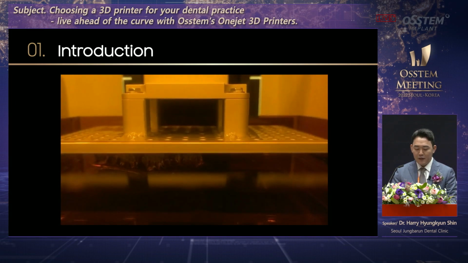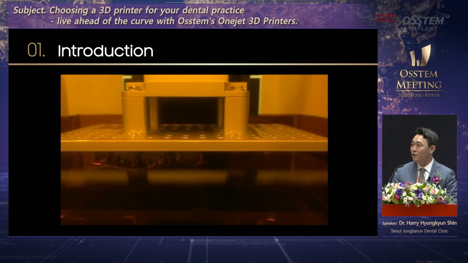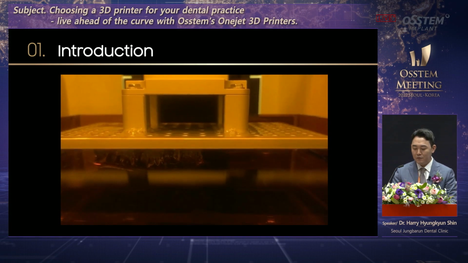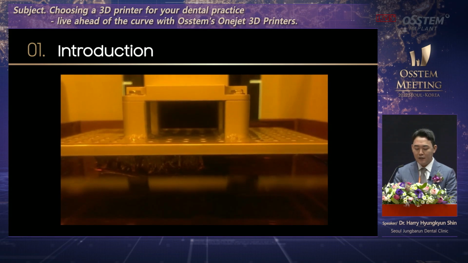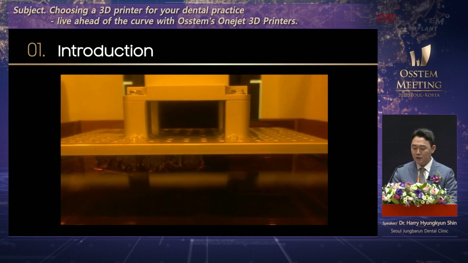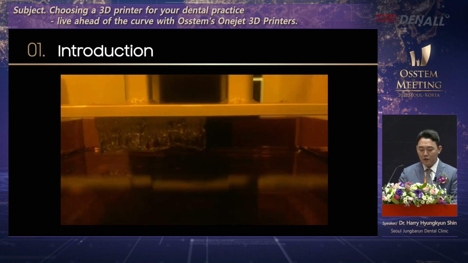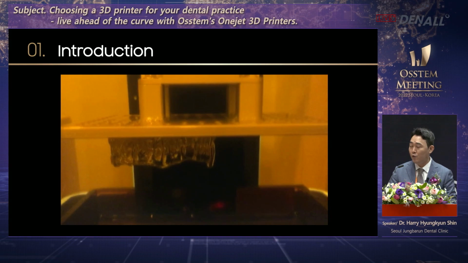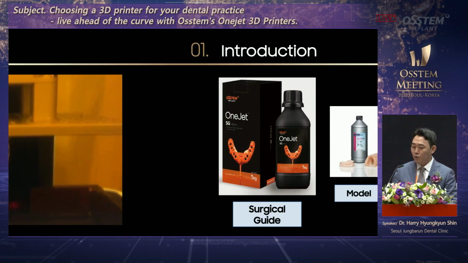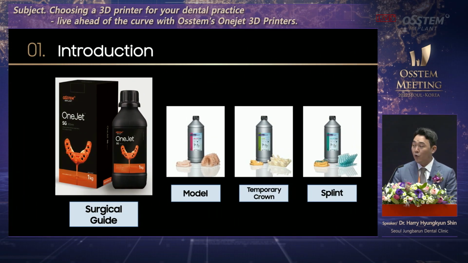So in our clinic, a DLP printer is used. It's very fast, layer by layer. The liquid material builds an object, so this is very fast. But with a 3D printer, the guide does not come out immediately. There are pillars, which are supports, and they are needed.